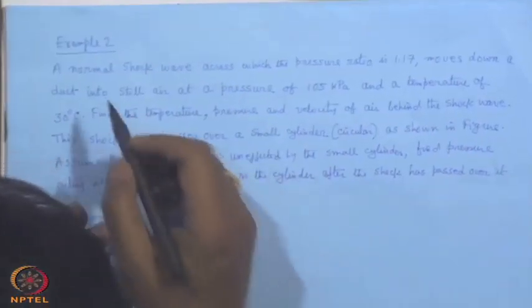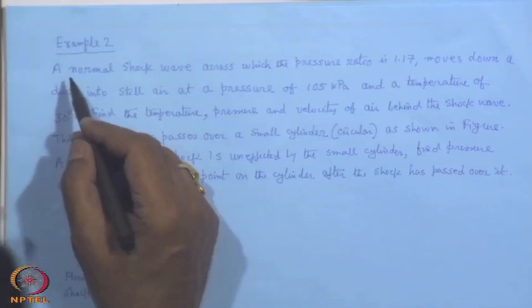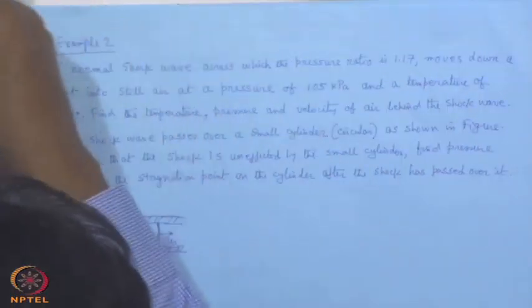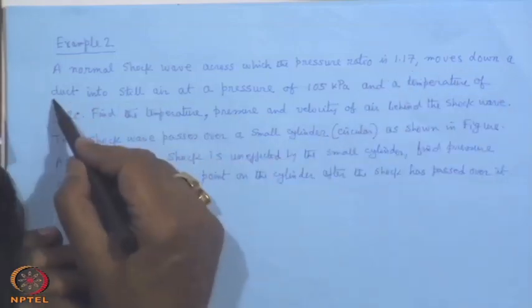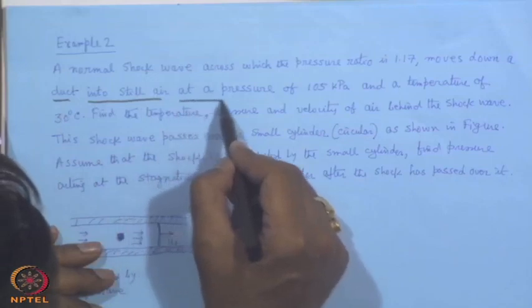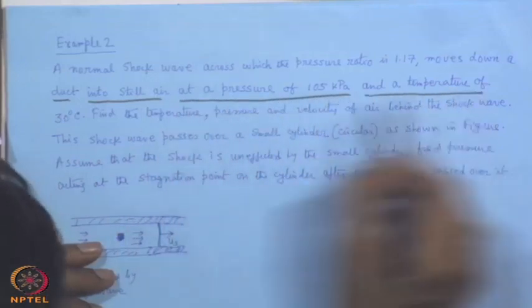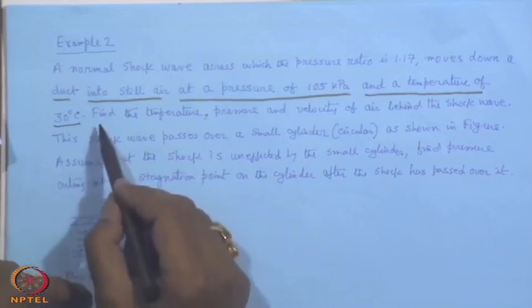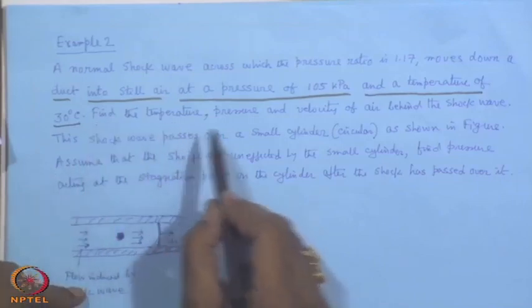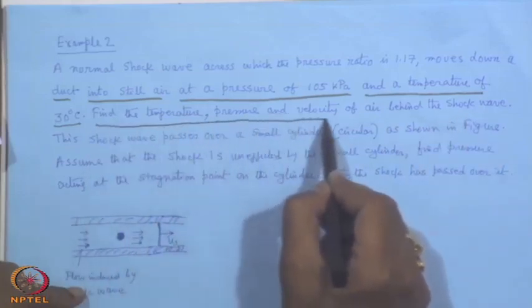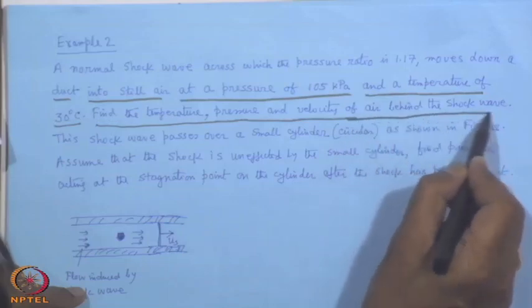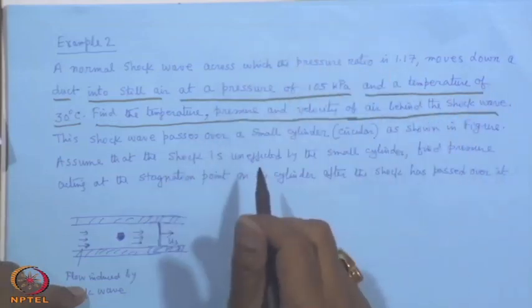Now, another interesting problem, a relatively more interesting problem. What does it say? A normal shock wave across which the pressure ratio is 1.17 moves down a duct into still air at a pressure almost the same and a temperature of 30 degrees. Find the temperature, pressure and velocity of air behind the shock wave. This part is routine, a repetition of the earlier problem with a difference in the data.